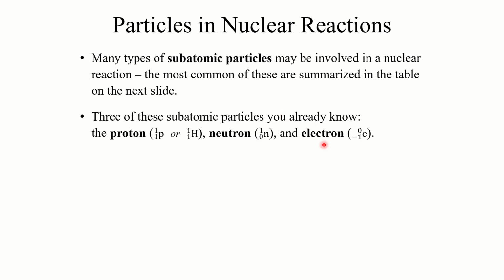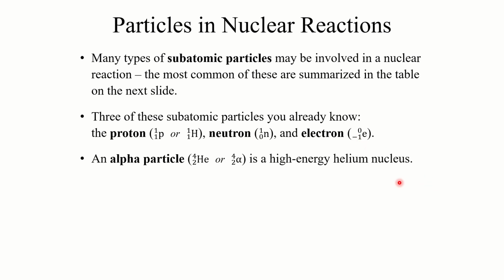3 of these subatomic particles you already know. The proton, which can be given as 1,1p or 1,1H, so a charge of 1 and a mass of 1, and then either a little p to represent proton, or we may just use an H. The neutron, which is represented as 1,0n, a charge of 0 and a mass of 1, and the electron, which has a mass of 0 and a charge of -1.